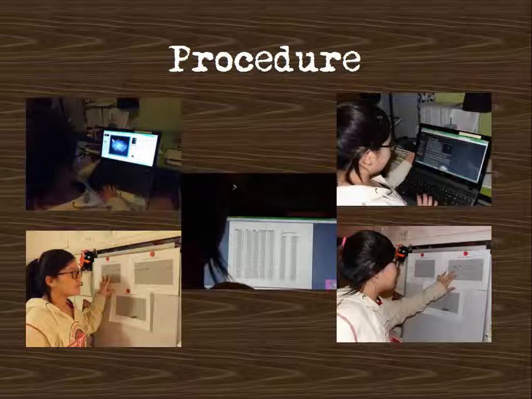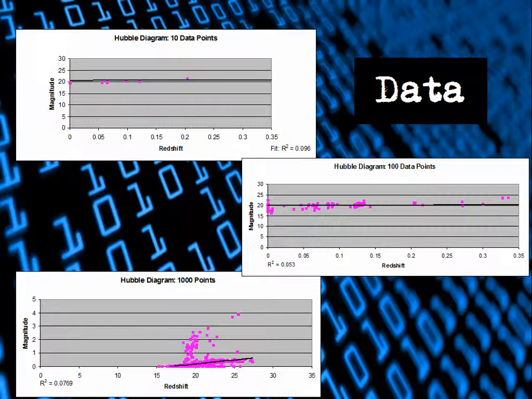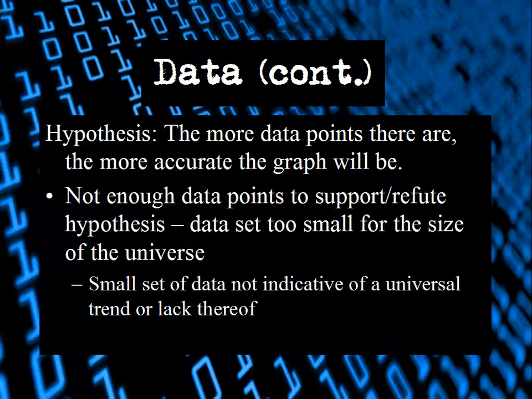There's one of me just checking out the website, getting a feel for it, one researching, one finishing up my data tables, and a couple of me looking up at my graphs, trying to figure out what made them accurate. These are the graphs that I'm looking at. And as you can see, there's no real pattern to the organization. 10 data points has a 9.6% accuracy, 100 data points has a 5.3% accuracy, and then 1,000 points has a 7.69% accuracy.